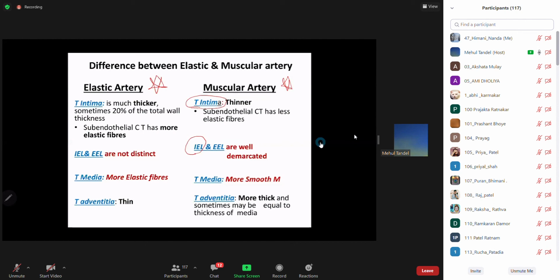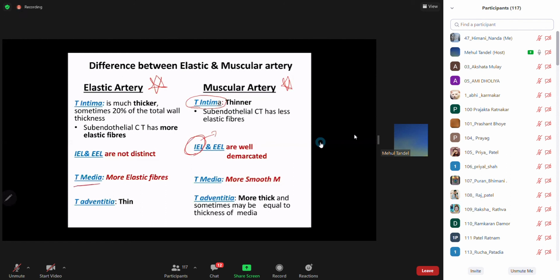Endothelium is simple squamous epithelium. The subendothelial connective tissue will have collagen fibers, elastic fibers, etc. and also contains smooth muscle. Then the internal elastic lamina is mainly a fenestrated sheet of elastic fiber, a fenestrated sheet of elastic fiber, both internal and external.